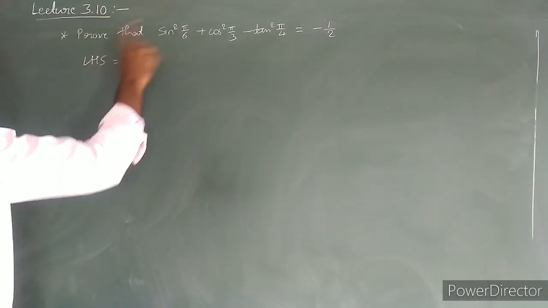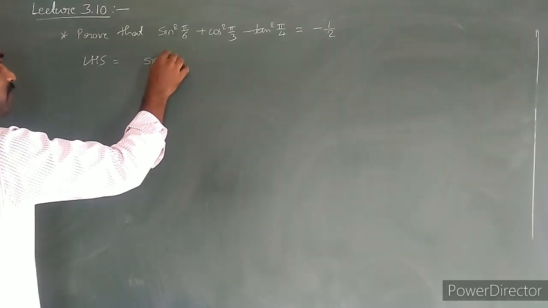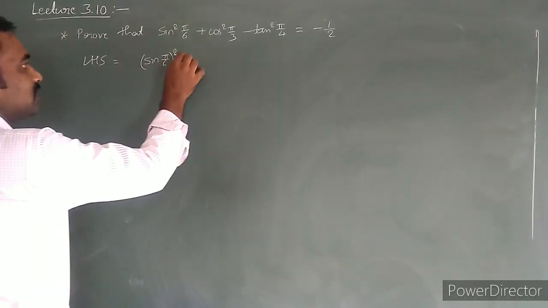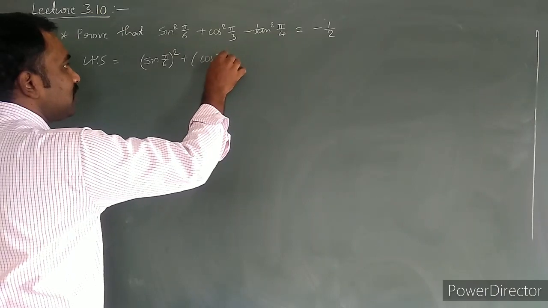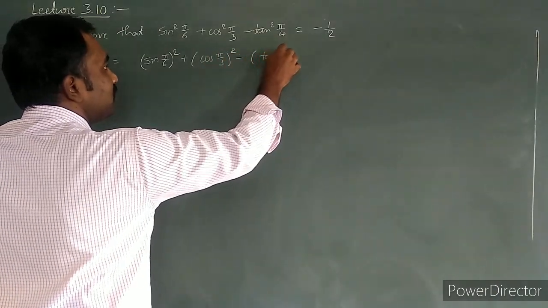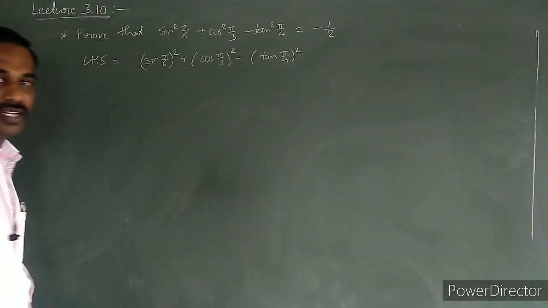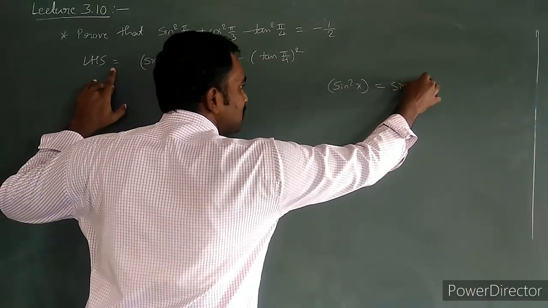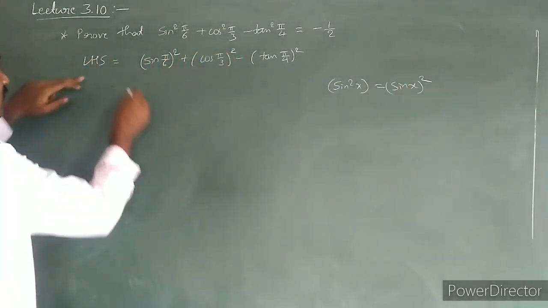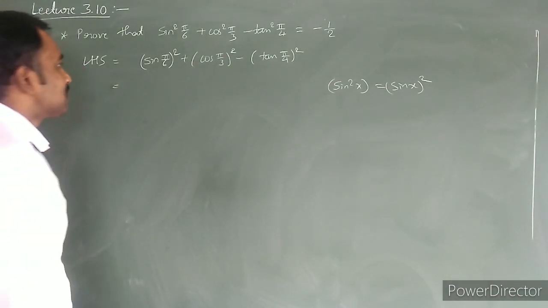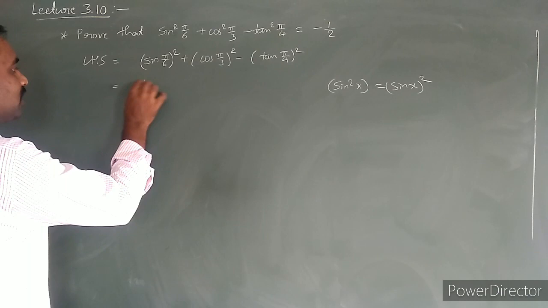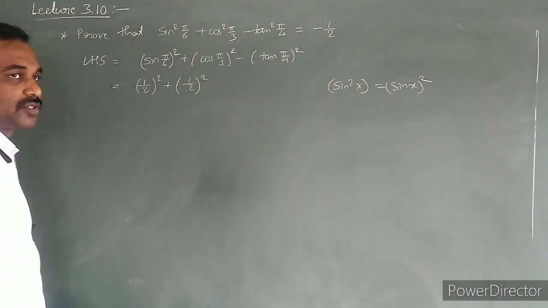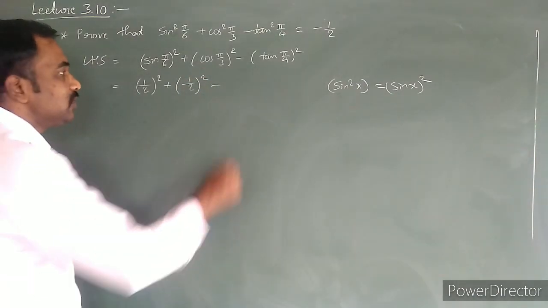Taking the LHS value, I just write a little differently: sin square pi by 6 can be written as sin of pi by 6 whole square. Similarly, cos of pi by 3 whole square minus tan of pi by 4 whole square. Because we already know that sin square of x can be written as sin of x whole square. Now we can easily replace. What is the sin of 30 degree? 1 by 2 whole square plus cos of 60 is 1 by 2, whole square, minus tan of 45 is 1, whole square.